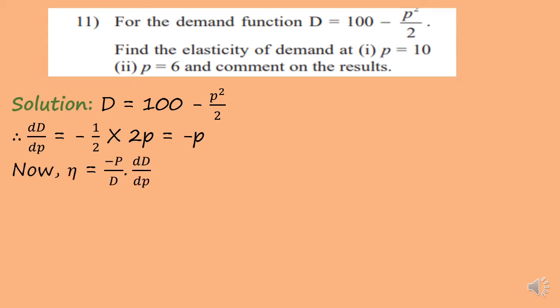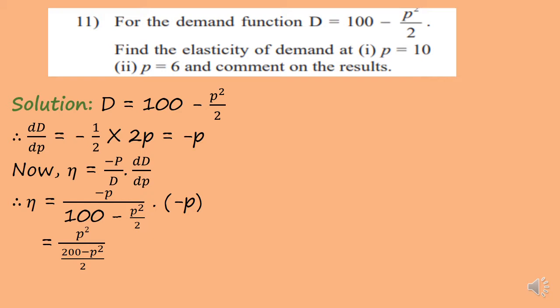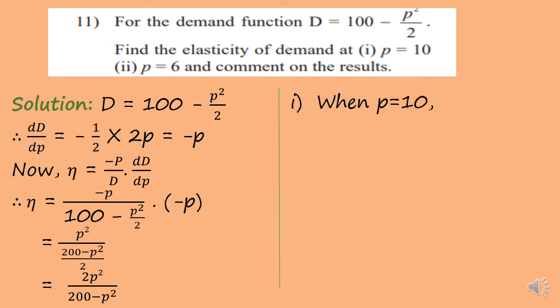Then we put the formula for elasticity, substitute the values over here and simplify it this way. As you can see in the denominator, cross multiplication has been done. So finally, elasticity is given by 2p²/(200 - p²). Now, in the first case, when p is 10, eta becomes 2 into 10² upon 200 - 10². Thus, we get this value, and so the elasticity, or eta, becomes 2.